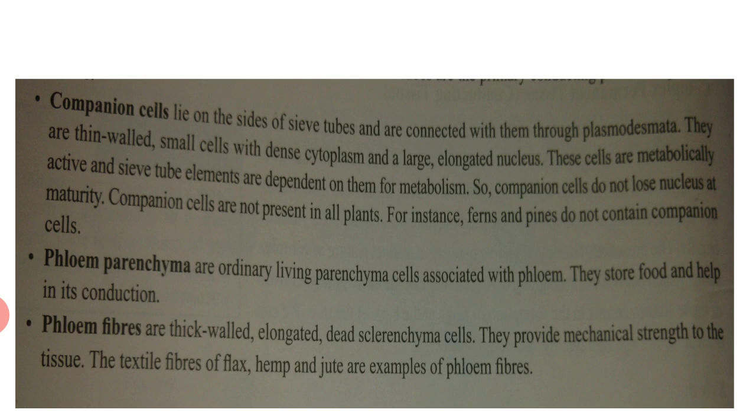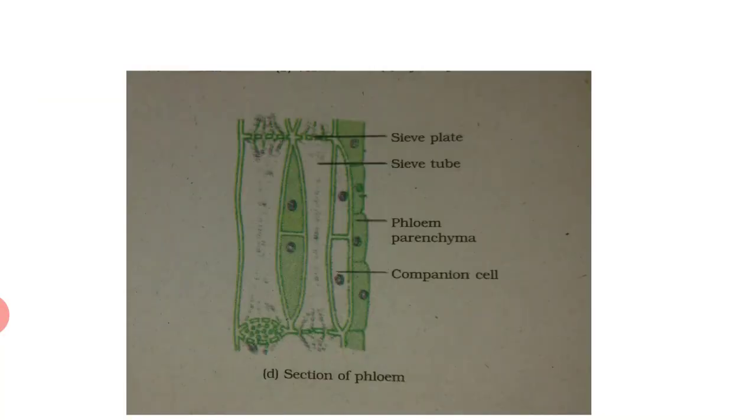Third is the phloem parenchyma, which are living parenchyma cells associated with phloem. They store food and help in its conduction. Phloem fibers are thick-walled, elongated, dead sclerenchyma cells. As you know, sclerenchyma has the presence of lignin, so they provide mechanical strength to the tissue. For example, fibers of flax plant, hemp and jute are examples of phloem fiber which are very strong in structure. All these elements of phloem tissue you can see in the diagram and can understand very easily.